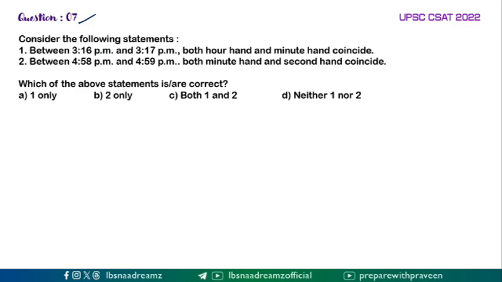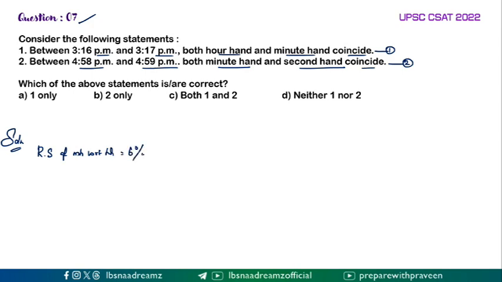Question 7. Consider the following statements. Between 3:16 p.m. and 3:17 p.m., both hour hand and minute hand coincide. Between 4:58 p.m. and 4:59 p.m., both minute hand and second hand coincide. So let us take this as statement 1 and this as statement 2. We will use relative speed formula here. Relative speed of the minute hand with respect to hour hand is equal to 6 degree per minute minus 1/2 degree per minute. This is equal to 6 minus 1/2, 11/2 degree per minute.